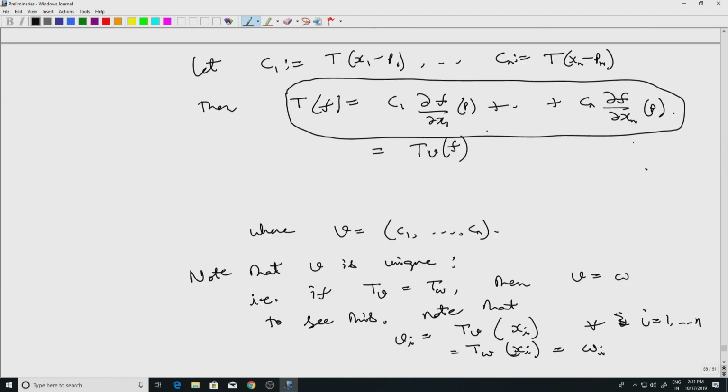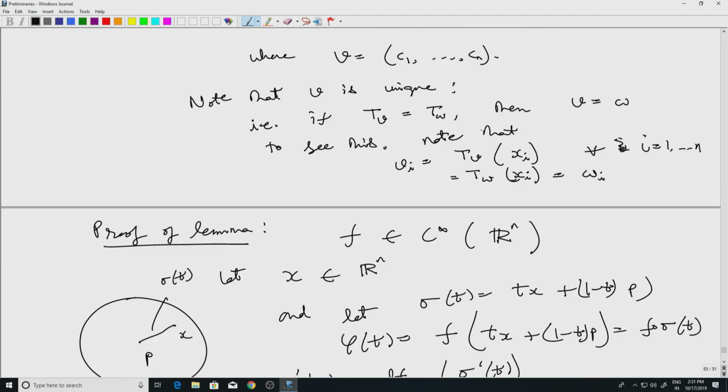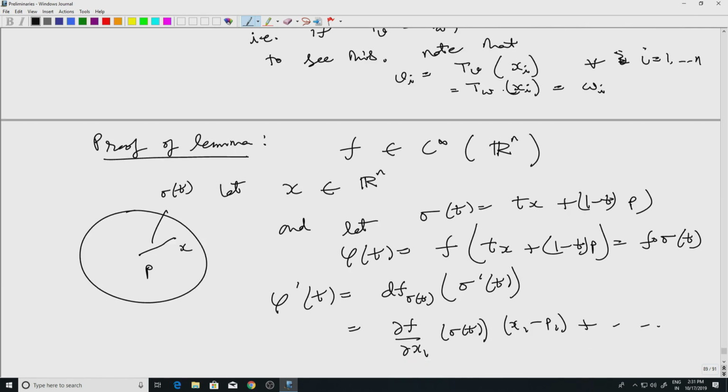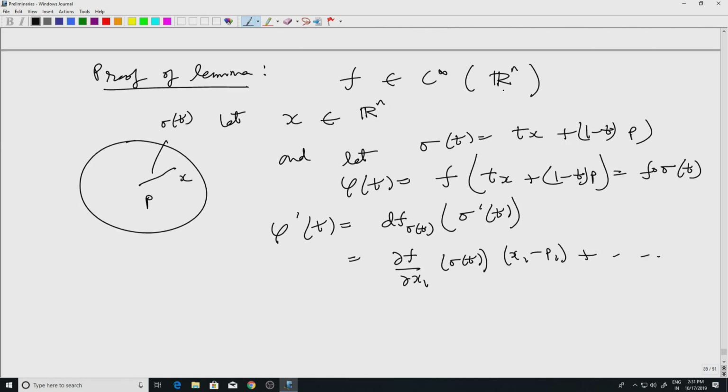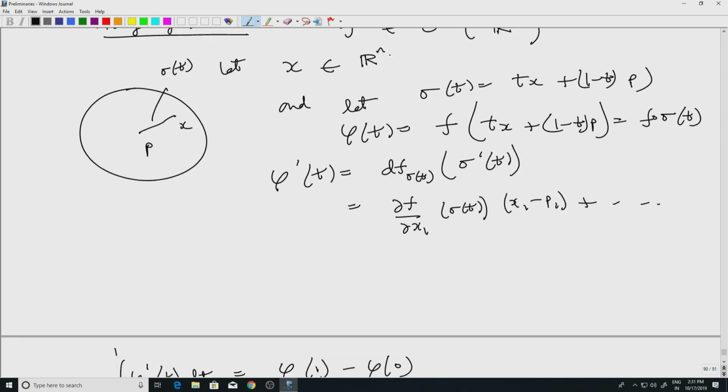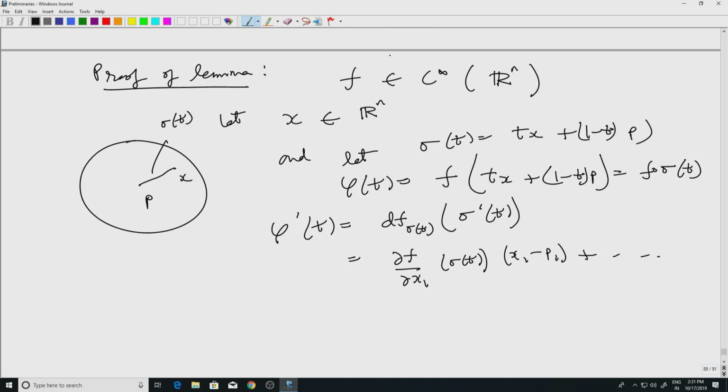So we have set up a bijective correspondence between derivations and elements of Rn. But that still leaves the lemma, which I'll prove now. I'll start with a C infinity function f. The goal is to find G1, G2, ..., Gn, given the point P, with the appropriate equations holding.